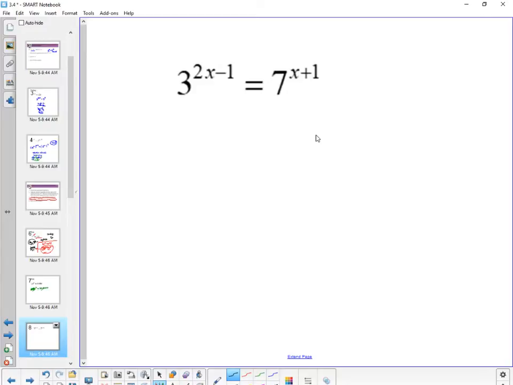I'm trying to find a way to make this work, and there's no way that I can take 3 and 7 and convert them to a similar base, because they're both prime numbers. So the only thing I can do is try to introduce logs somehow, so that I can use my power rule, where I can take powers and put them to the front. Then I have something semi-linear with no exponents. I don't want to use log base 10 because it gets a little messy, so I'll use the natural log.